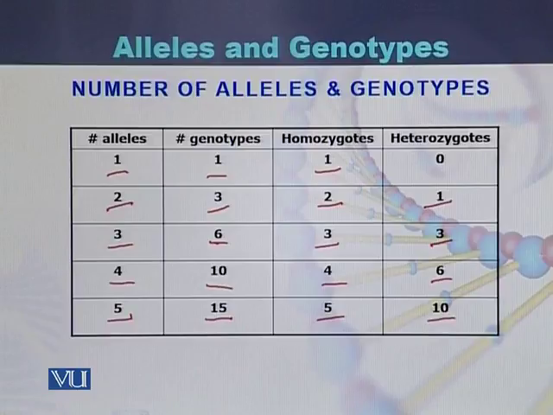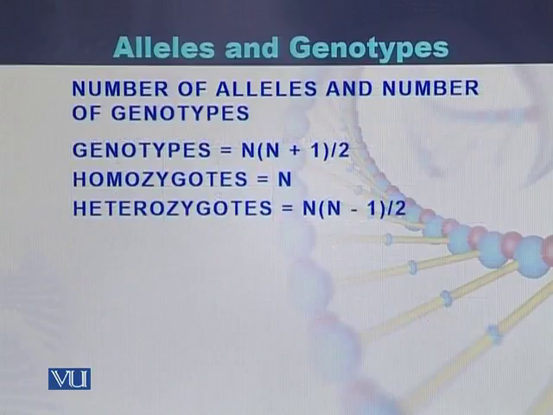So these different genotypes based on the alleles can be calculated by using the formula, and we can also calculate the number of homozygotes and the number of heterozygotes. The number of genotypes can be calculated based on the number of alleles. Here is the formula to calculate the number of genotypes, where n is the number of alleles, while n into n minus 1 divided by 2 is to calculate the number of heterozygotes.